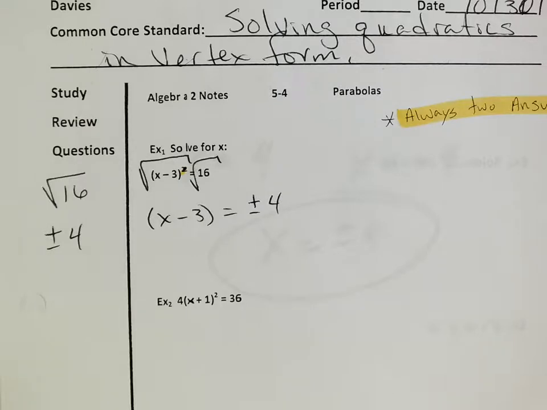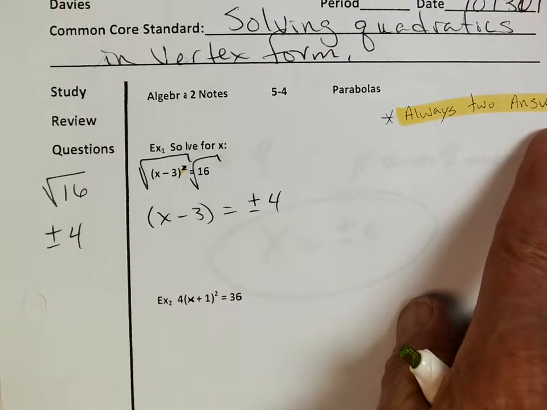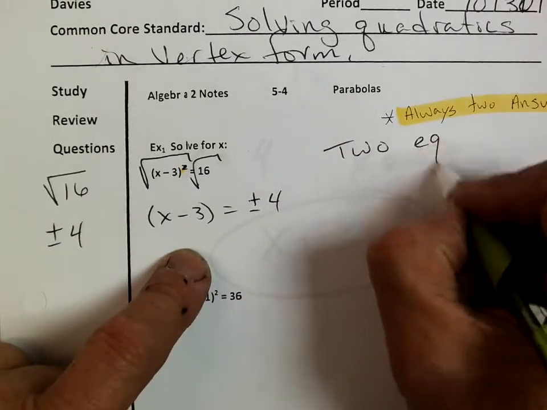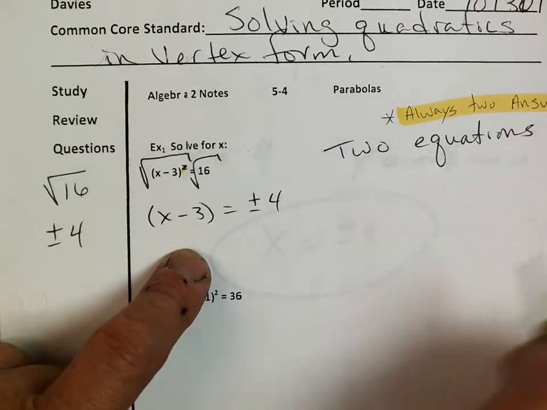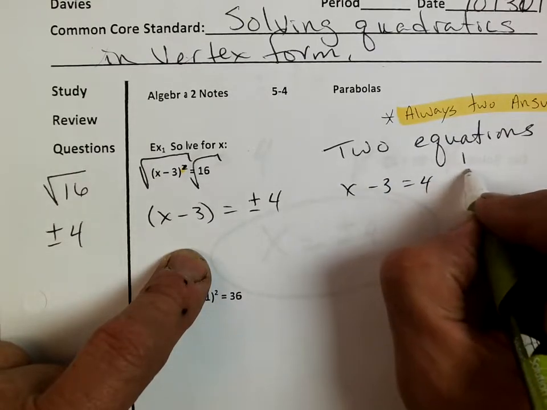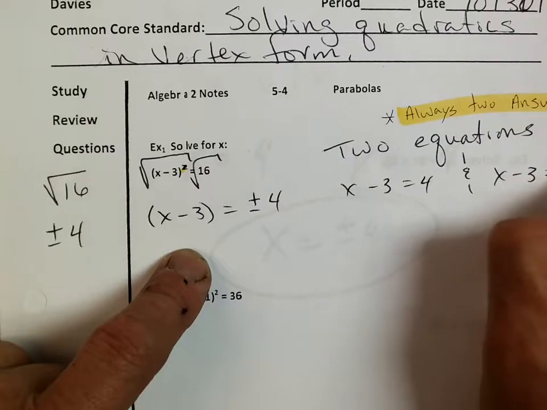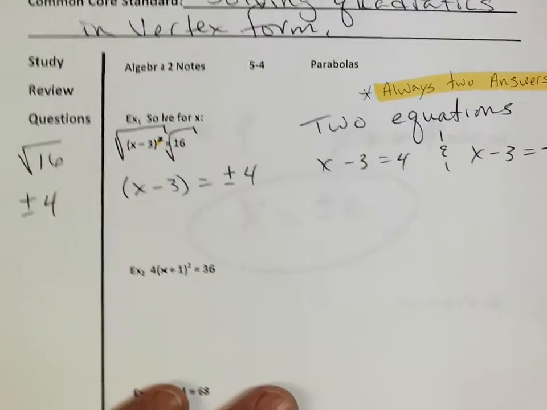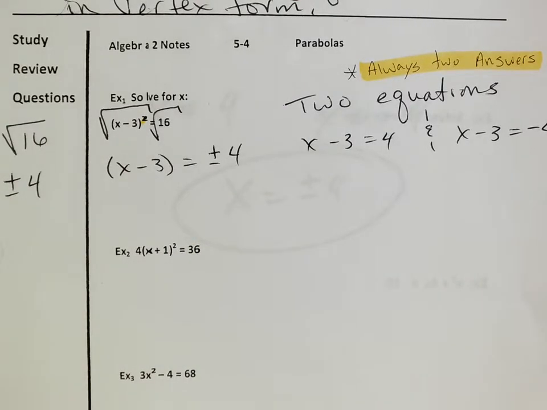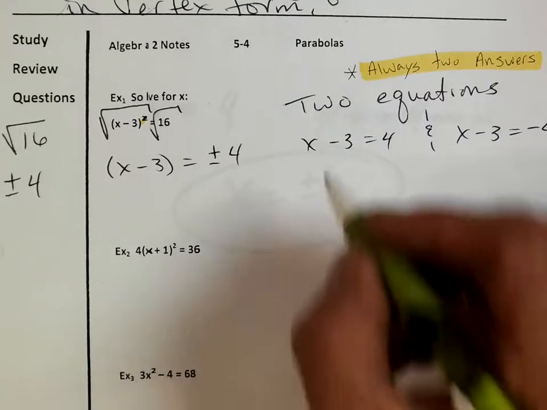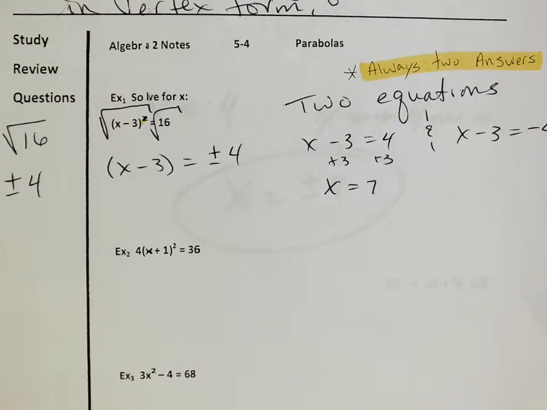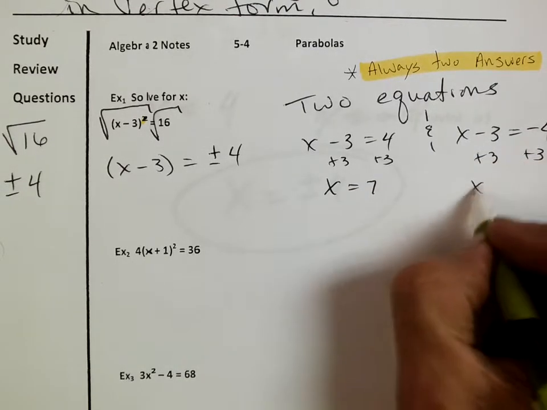Now, I need two equations, right? If I'm going to have two answers, I'm going to get the two answers from two equations. One equation is x minus 3 equals 4. And x minus 3 equals negative 4. So to get the answer, I take the x minus 3 equal to 4 and the x minus 3 equals negative 4. Now it's very simple to solve. It's just a really basic equation. So I'll go plus 3, right? So one answer is 7. Plus 3, one answer is negative 1.